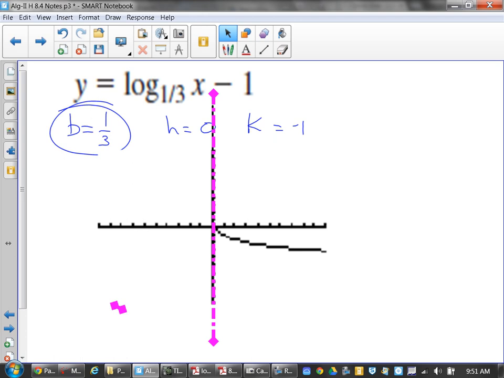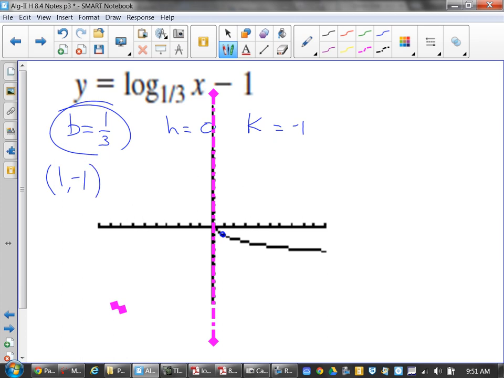That's what they're using here. You have an ordered pair at 1 and -1. You're picking ordered pairs that make this work. I'm going to choose x to be 1 because I know the log base 1/3 of 1 is 0. 0 minus 1 is -1. Now, the other ordered pair I want to use is going to be log base 1/3 of 1/3. Because what's log base 1/3 of 1/3? It's 1.